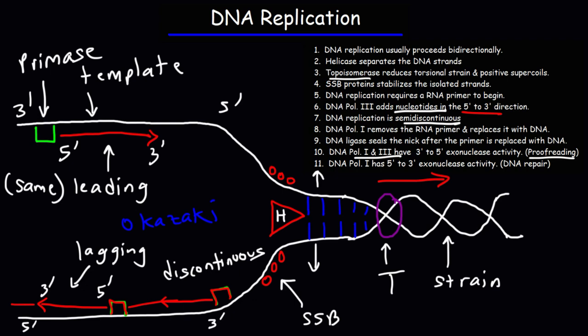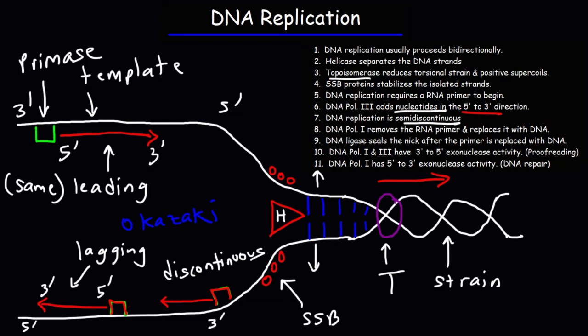So when DNA polymerase III is synthesizing a new strand, if it makes a mistake, it can stop, remove the wrong nucleotide, and replace it with the right one. So that would be the proofreading ability of DNA polymerase III. Now, DNA polymerase I, not III, has the 5 to 3 exonuclease activity, which plays a role in DNA repair. So those are some things that you want to know with regard to DNA replication.